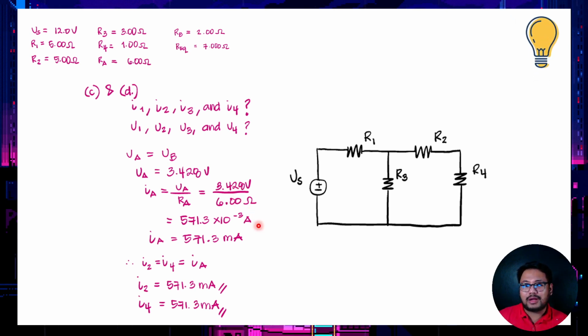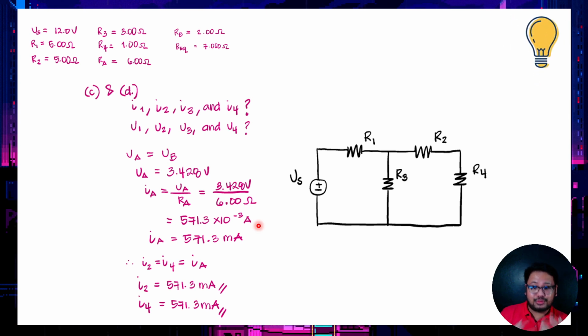After that, we could break down RA. We could bring back R2 and R4. Now, RA is just equal to R2 plus R4, meaning R2 and R4 are in series with each other. So whatever current is passing through RA is just equal to the current passing through R2 and R4.